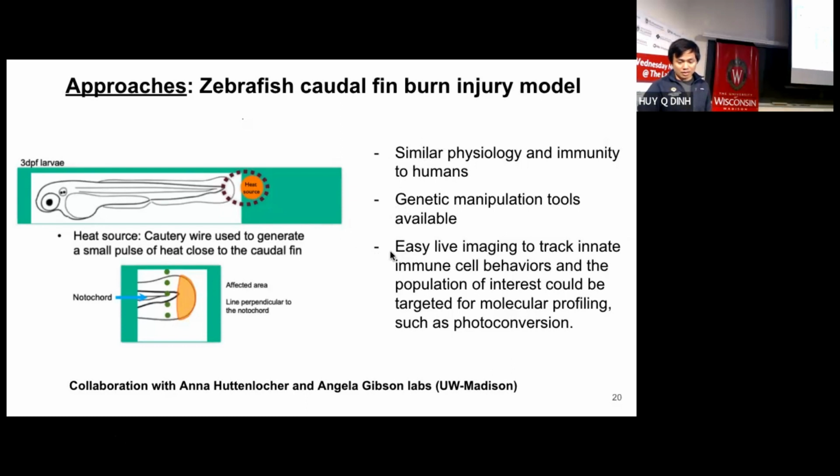And also one of the things very attractive to me in terms of cell interaction is that we can easily do live imaging, more than in other models, because they're transparent. Especially, we can check innate immune cell behavior and target the population of interest for other profiling using photoconversion.